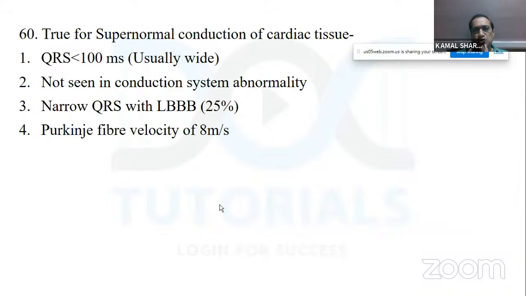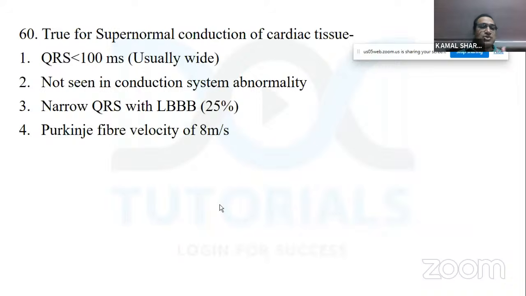So what is supernormal conduction? Supernormal conduction doesn't mean that it's conducting too fast. It simply means that the conduction is happening at more than anticipated velocity, whether it's diseased or healthy tissue, through the conduction system. So they were asking what is true. So not seen in conduction? No, it is seen in actually conduction system abnormality. So that's not true for sure.